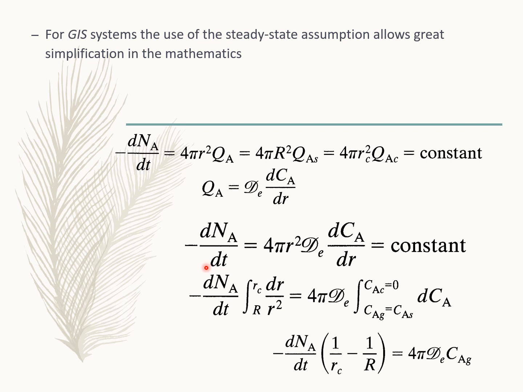Now we will integrate for r and CA, as we'll be proceeding with a two-step integration. We leave the factor minus dNA over dt outside the integral, and we'll be integrating only for dr and dCA.